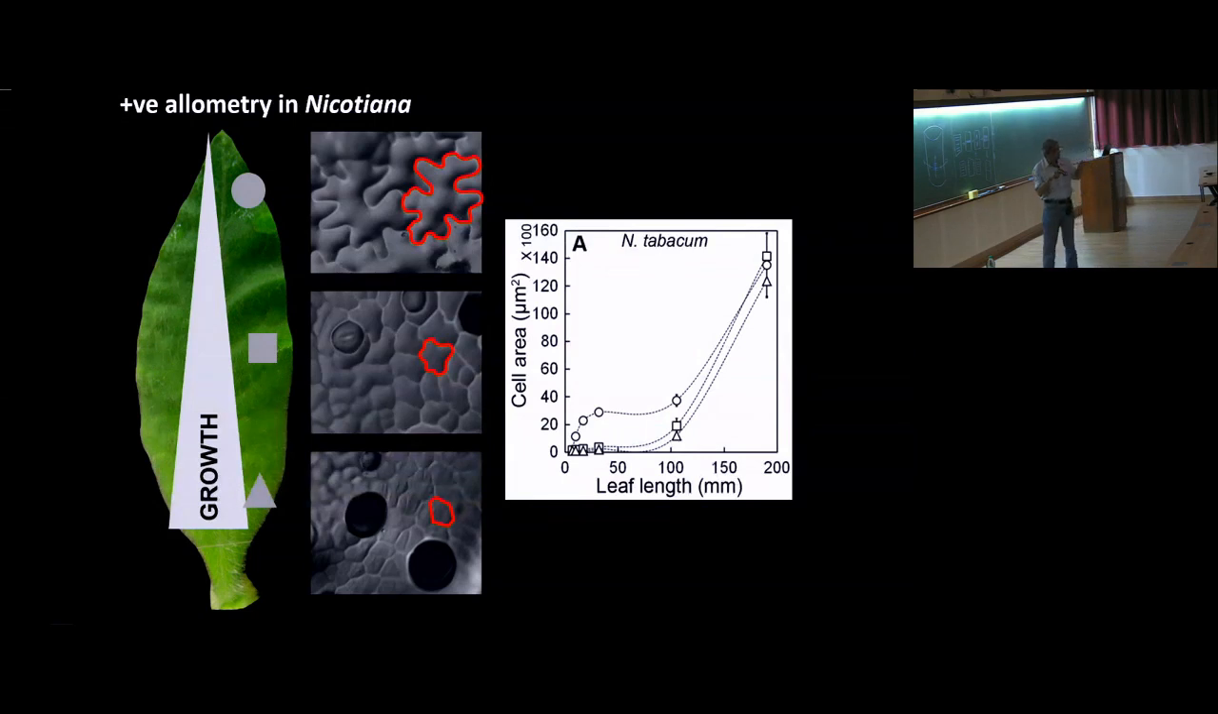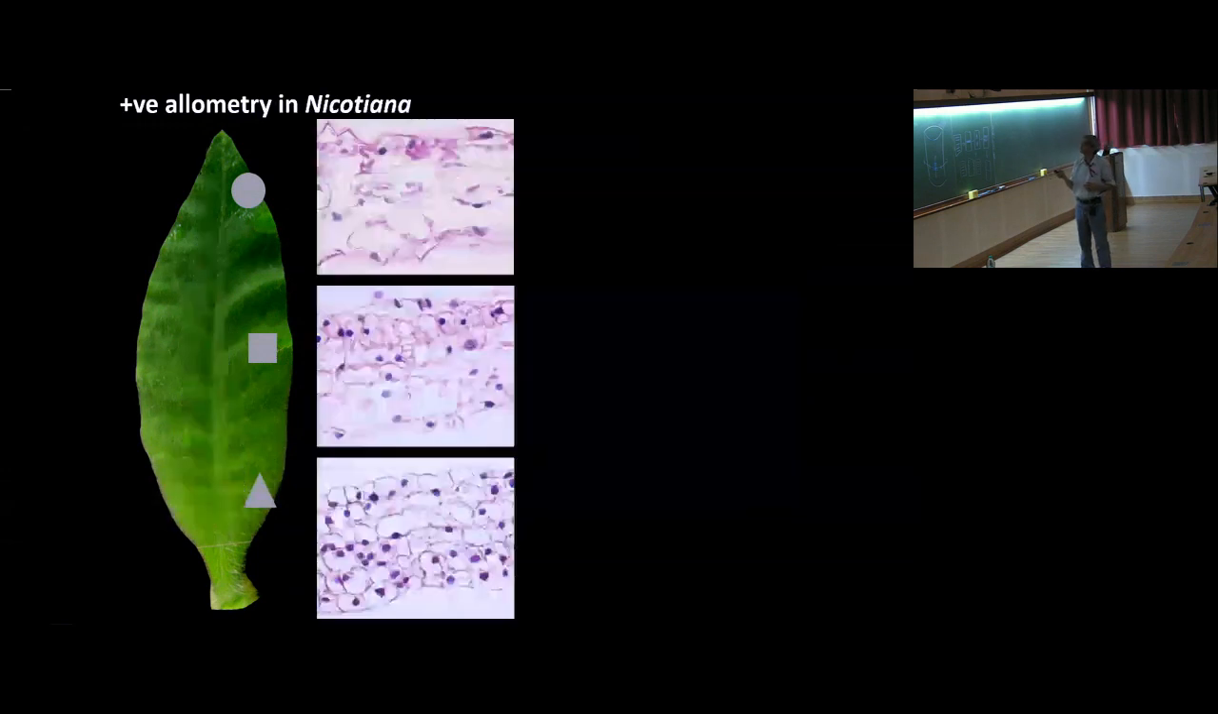What is happening is they're taking a different path in terms of their maturity. The tip cells, which are around the circle here, are maturing first, and then the bottom cells, the basal cells, are maturing last, and this is somewhere in between. So you have the polarity in this one.